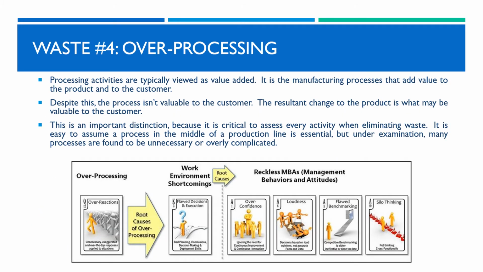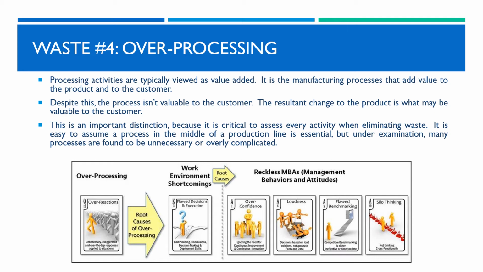Waste number 4 is overprocessing. Processing activities are typically viewed as value-added. It is the manufacturing processes that add value to the product and to the customer. Despite this, the process isn't valuable to the customer. The resultant change to the product is what may be valuable to the customer. This is an important distinction, because it is critical to assess every activity when eliminating waste.